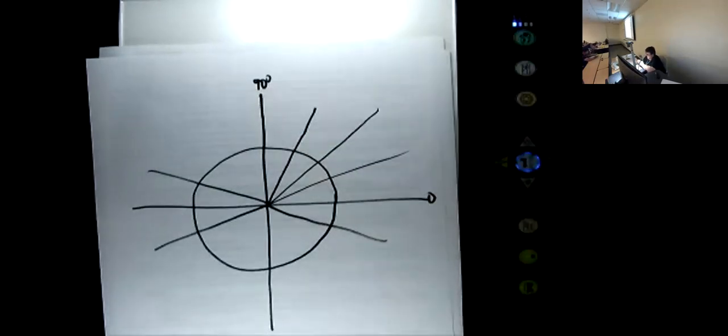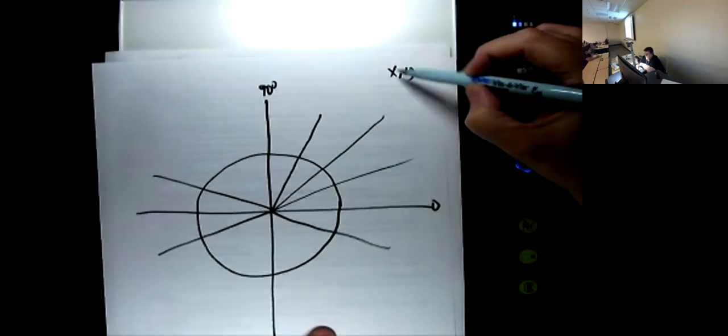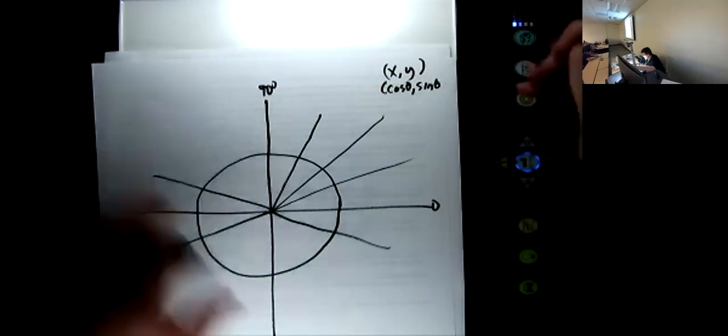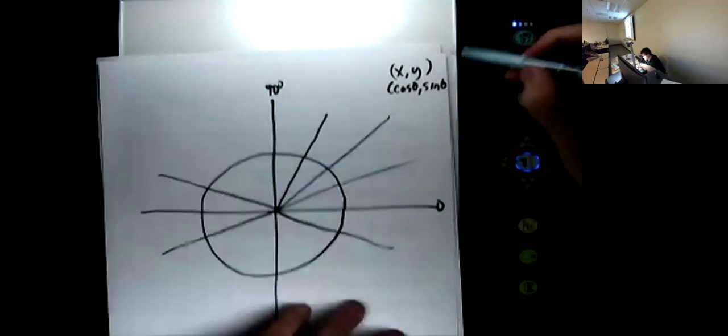So we've got 0 degrees, we've got 90 degrees. We're looking at x and y coordinates, so I'm going to write these. This is also looking at cosine theta and sine theta. I think. Yep, I was about to write on another piece of paper.